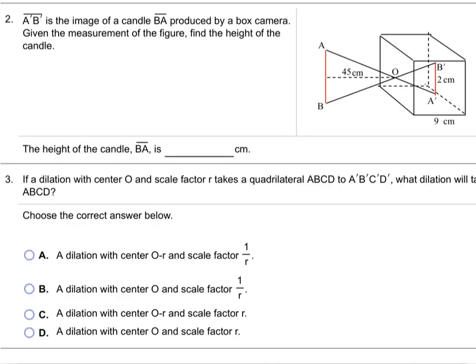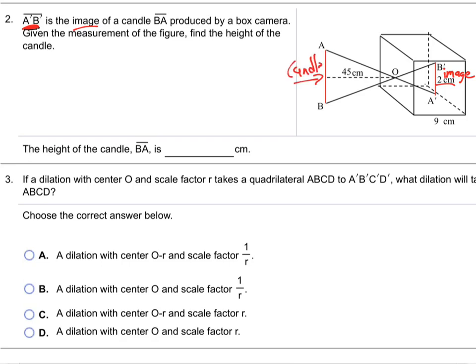Okay, number 2. On this one, it says A prime, B prime, this line right here. So this line right over here, this 2 centimeter line, is the image. So this one's the image. Let me write it. Oops, I don't think I had room to write that very well. There's the image. That's the image of a candle. So this is the candle.